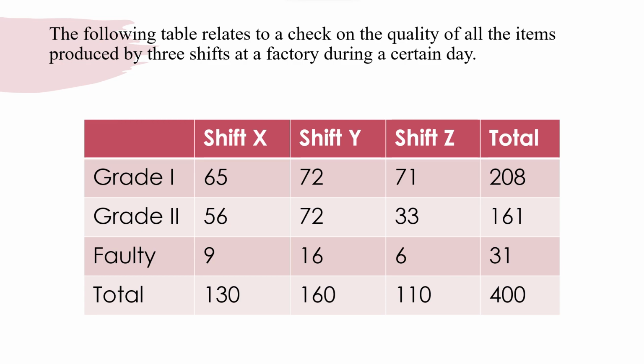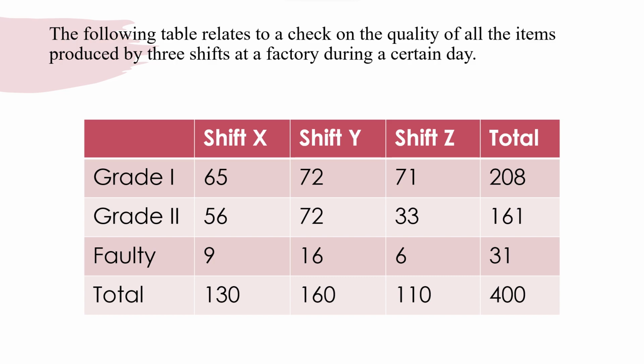If you look at the table on the screen, you'll notice that it provides certain information about a factory where there are three shifts: shift X, shift Y, and shift Z. And there are three grades of items that are produced, that is grade 1, grade 2, and faulty.